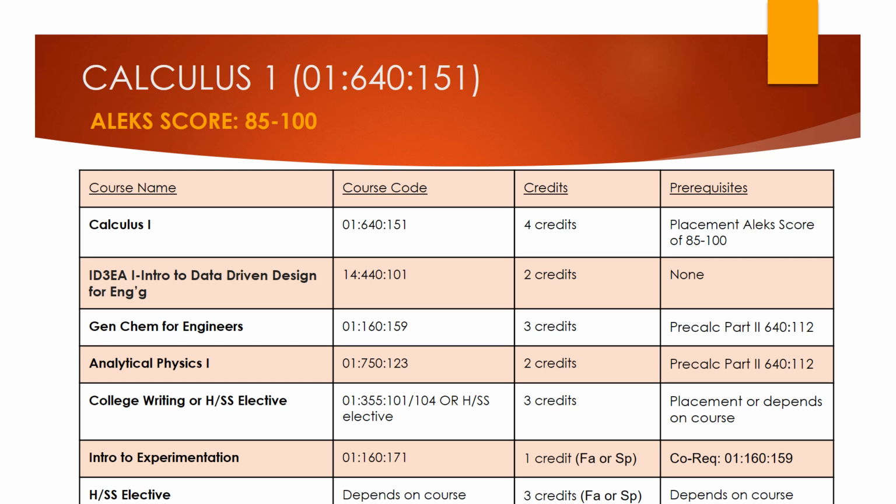This is for Calc 1, so you get placed into 640, 151. ALEC score is 85 to 100. You get into Calc 1, again the 151. You do not want to take 135, we need as engineers 151. Intro to data-driven design for engineers, 440, 101, Gen Chem for engineers, 160, 159, analytical physics 1, 750, 123, college writing or humanities, and again, depending on the credits and how you're feeling about the credits, intro to experimentation or humanities.